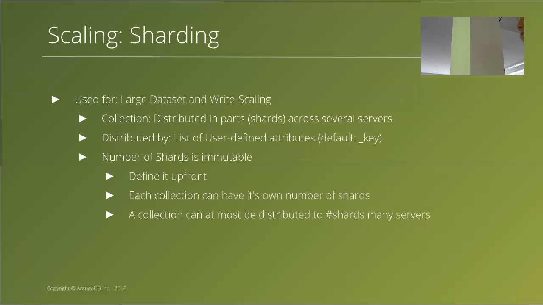The number of shards is immutable, so you give it up front, and you cannot change it for the time being. And each collection can have its own number of shards. And of course, if I have 9 shards and I put in a 10th machine, it cannot be responsible for one of the shards, because I can only distribute 9 shards on 9 machines.